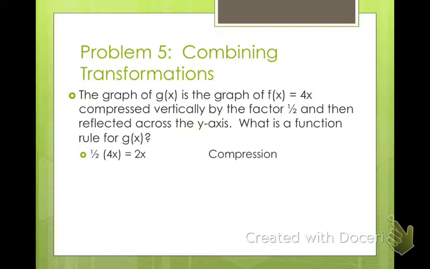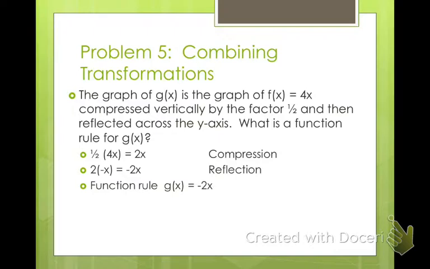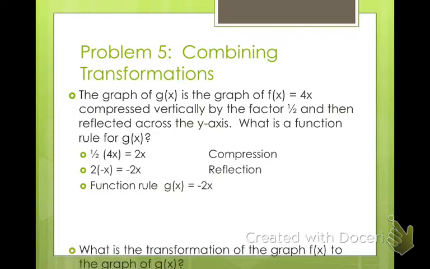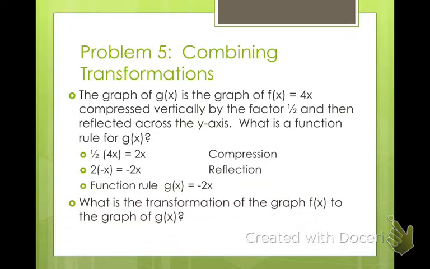And when we reflect across the y-axis, which values do we change? All of them or just the x value? We change just the x value. Well, in this one, x is the only value, so you're going to change the whole thing. But remember why we change only the x values. So we're going to reflect it and make it -2x. So our rule for g of x, for our parent function 4x, compressed by 1/2 and reflected across the y-axis, makes g of x be -2x. So then you can go ahead and graph these and see how they compare to each other.